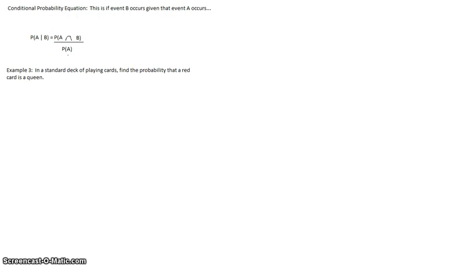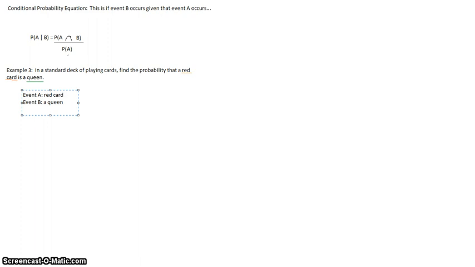So here's our first example, or example 3, and this will be on the back of your last sheet. In a standard deck of playing cards, we want to find the probability that a red card is a queen. So once again, I'm going to underline the first event, a red card. The second event is a queen. So those are my two events. Event A is a red card and event B is a queen.